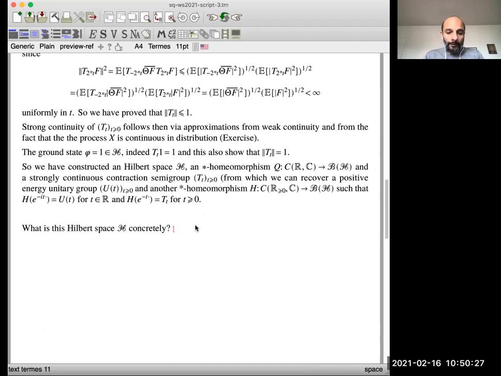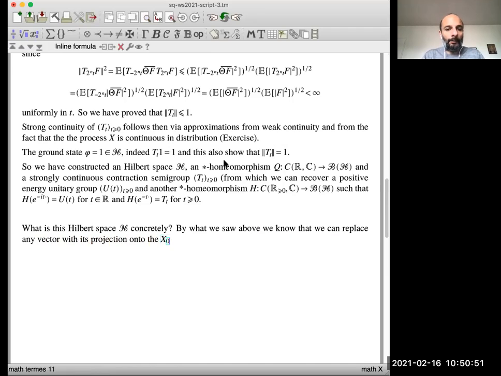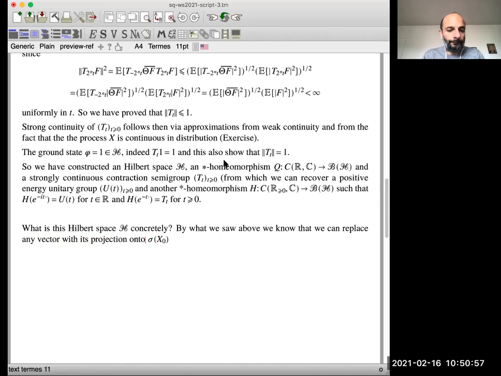So by the above consideration, by what we saw above, we know that we can replace any vector with its projection onto the x0 sigma algebra, onto sigma x0. That is, any vector is just a measurable function of x0.